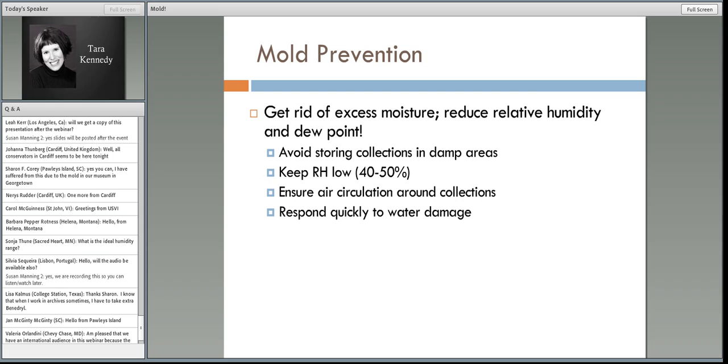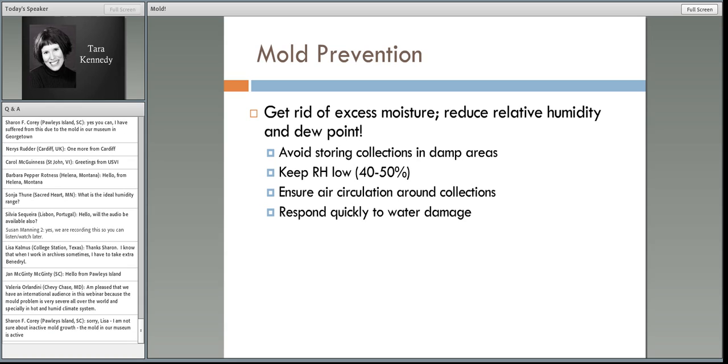You want to avoid storing your collections in damp places, such as your basement, any place that has a sink, any place that has active leaks. You want to keep your relative humidity as low as you can. A good range is 40 to 50%. When you start getting above 65% relative humidity, that's when you start increasing the moisture levels in your organic objects. So it's really important to make sure that you keep your relative humidity as controlled as possible.